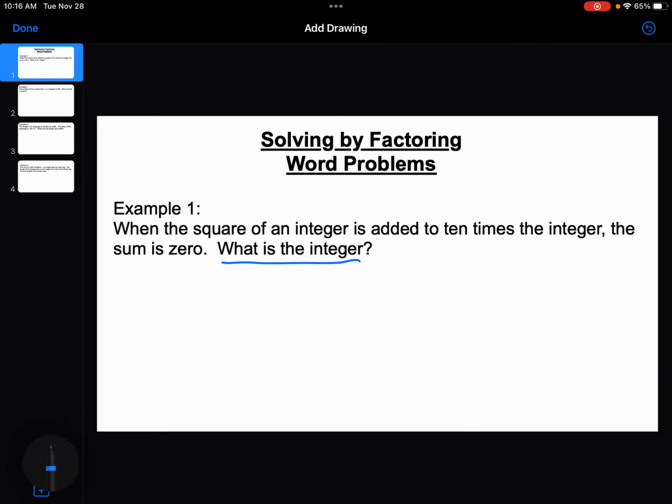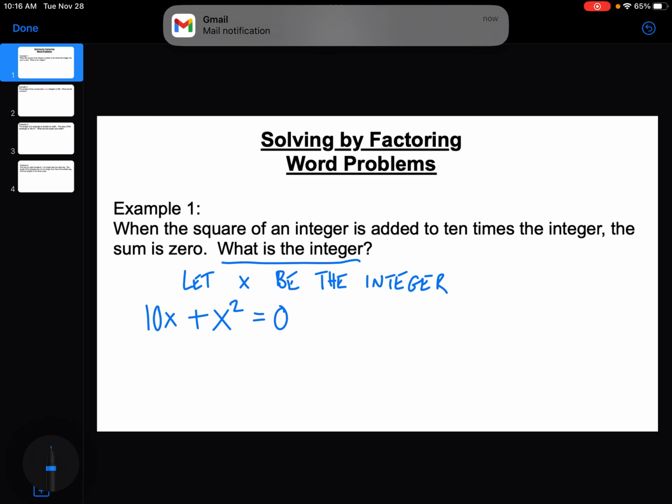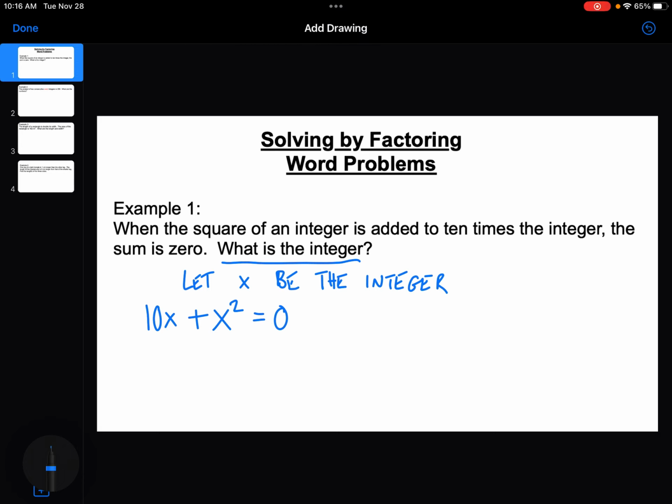So when the square of an integer, right away that tells me that I need to let x be the integer, because it says we don't know what that integer is, so we're going to let x be that. So when the square of an integer, x squared, is added to, so that means we have to do 10x plus that value equals 0. The sum equals 0.